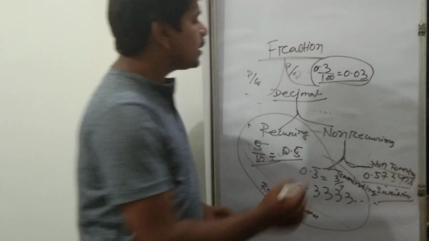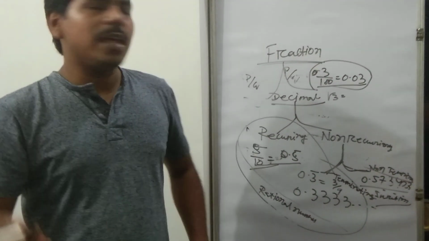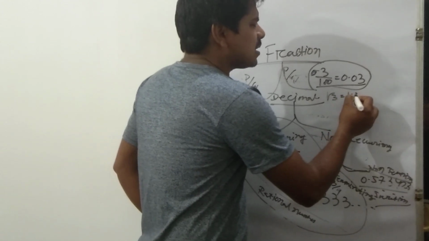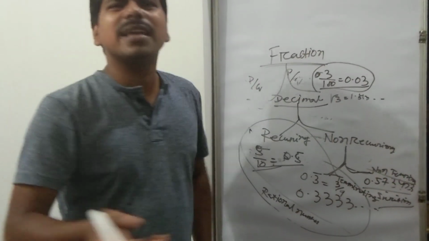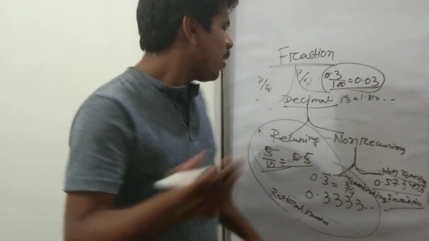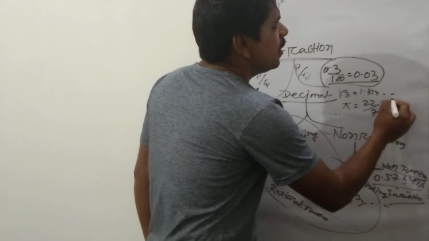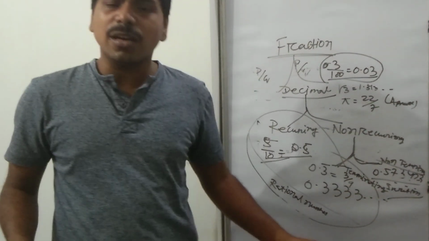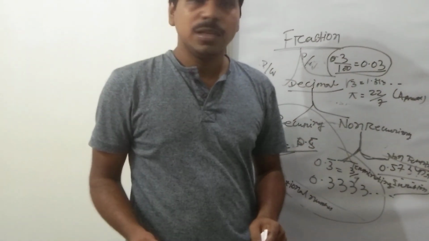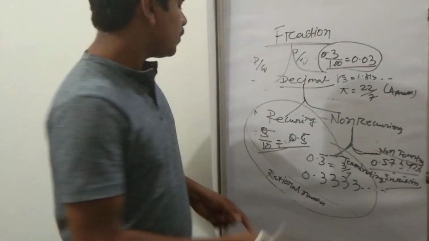Okay? So for example, take root 3. You know that the value of root 3 is 1.343, we take the approximate value. For example, pi is equal to 22 by 7 approximately. This is the approximate value. This one is also called the irrational number.